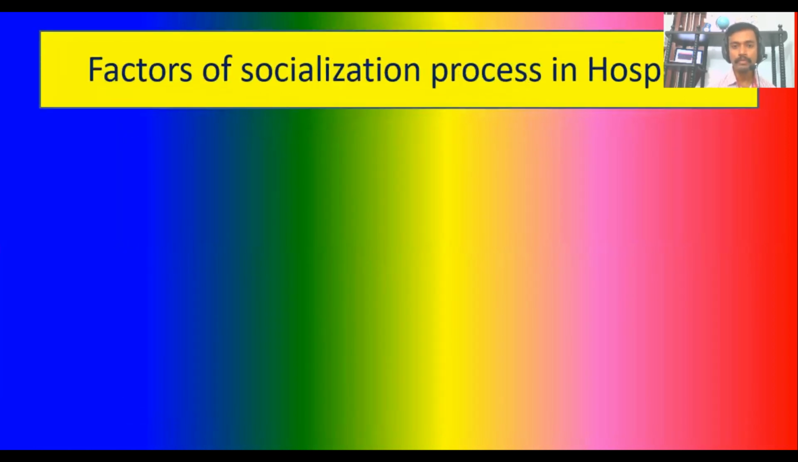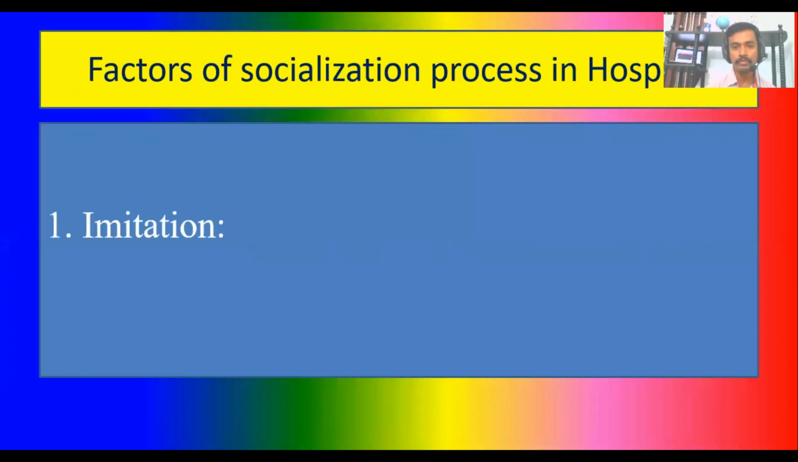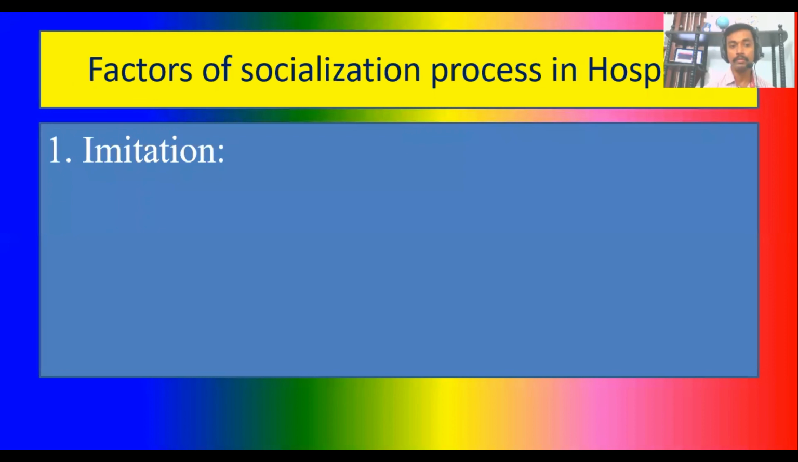Then factors of the socialization process in hospital. First factor, imitation. Students, this is one of the important factors. Male student nurses act like staff nurses. Socialized with staff nurses, they act like staff nurses. Then suggestion.